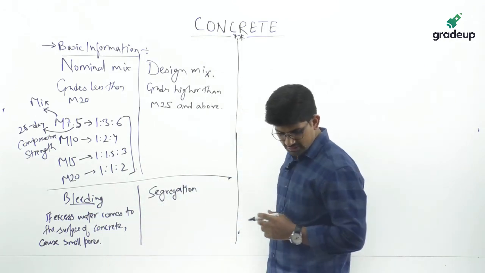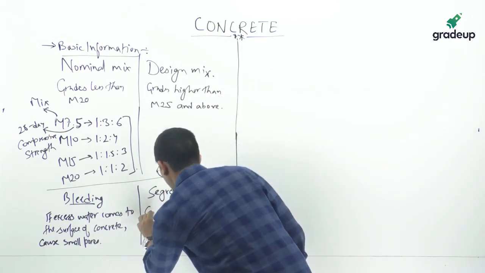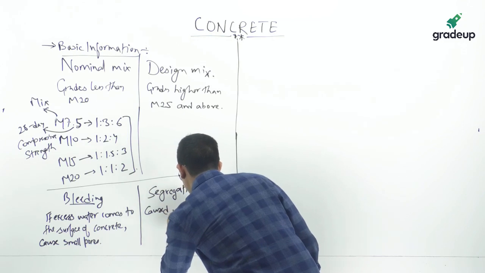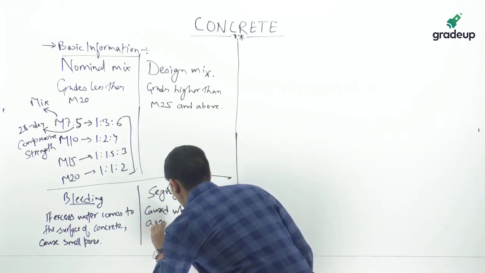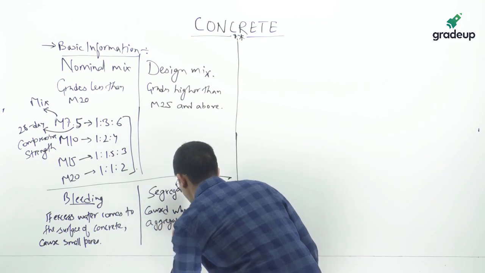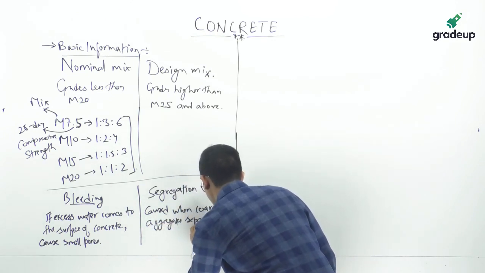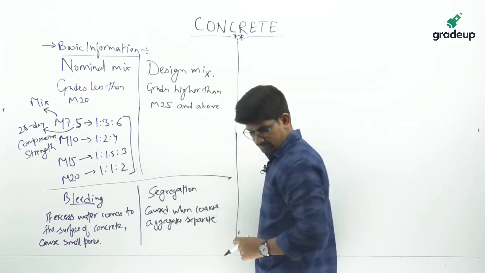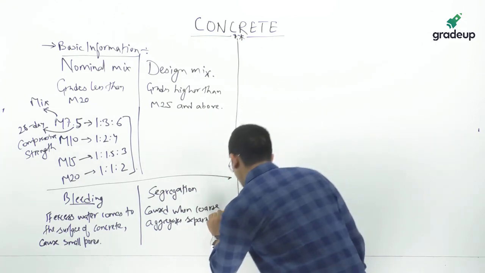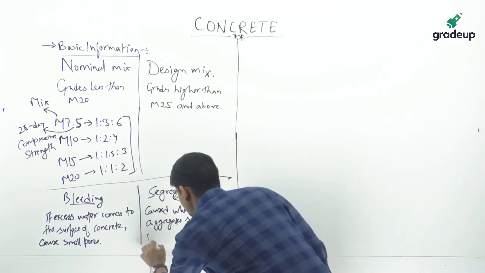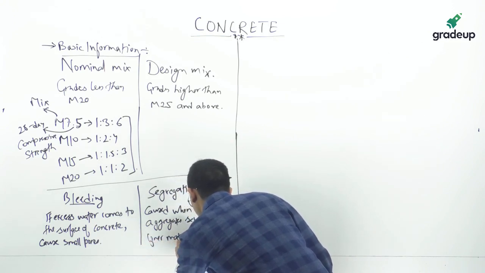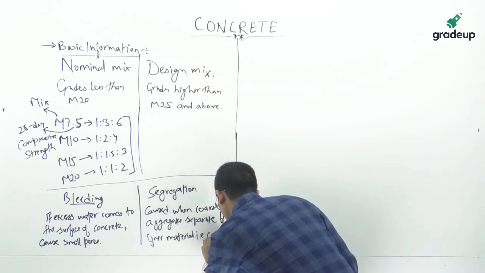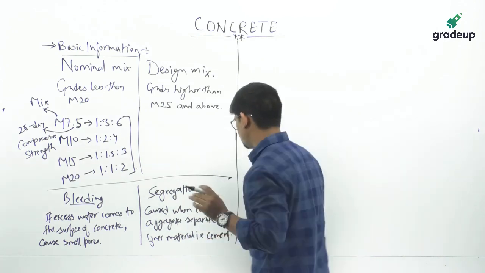Now what happens in segregation? It is caused when coarse aggregates separate from fine material. Finer material, that is cement, sorry, not sand, cement.